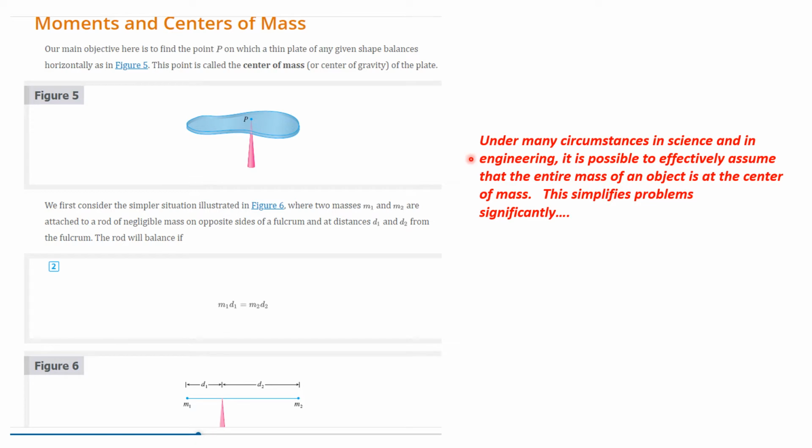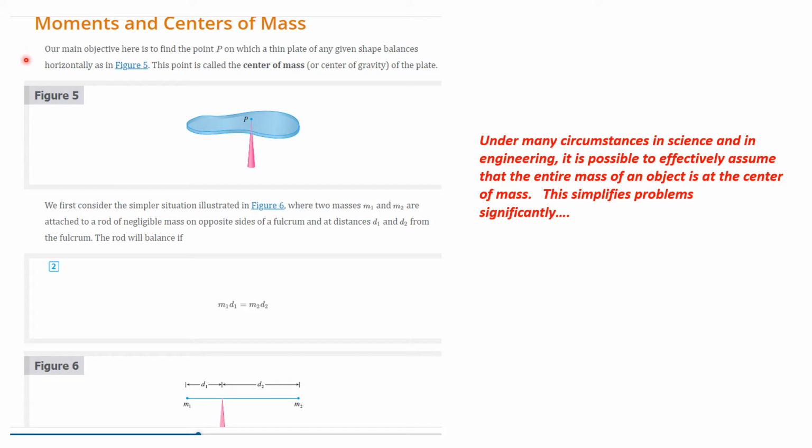Under many circumstances in science and engineering, it is possible to effectively assume that the entire mass of an object is at the center of mass. This simplifies such problems significantly. So, by way of introduction, we will talk about what happens in the discrete case and generalize it to the continuous case that we're most interested in here. So let's begin talking about moments and centers of mass.